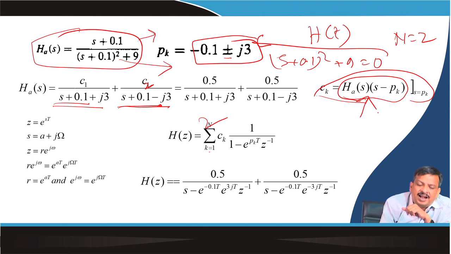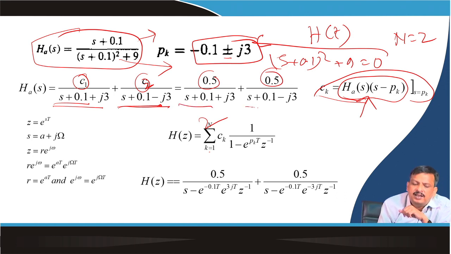Okay. So, from that I can find out the value of C1 and C2, 0.5, 0.5, and this is my Laplace transform. Then what is known? I know Z equal to e to the power st, or I can say H(z) is equal to the sum over k of Ck divided by 1 minus e to the power pk T z to the power minus 1.